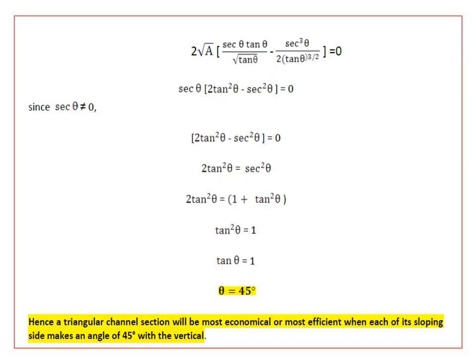So now you differentiate, and then finally, when you solve this, since secant theta is not equal to 0, you get 2 tan square theta is equal to secant square theta. So secant square theta is 1 plus tan square theta. So therefore tan square theta is 1. So therefore theta should be equal to 45 degrees. That means 2 theta is 90 degrees. So the right angle triangle is the most economical triangular section.